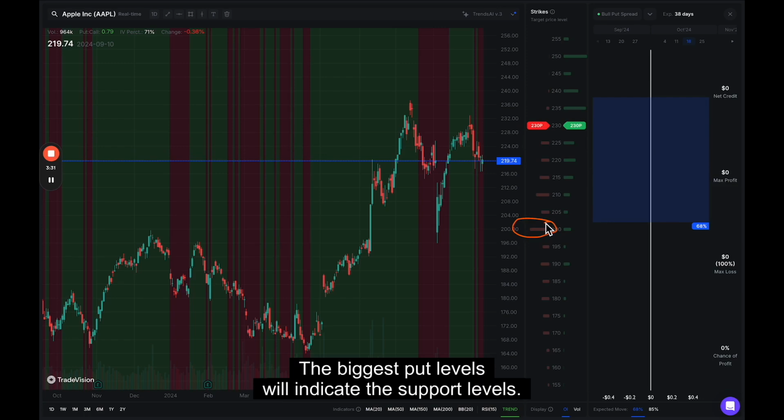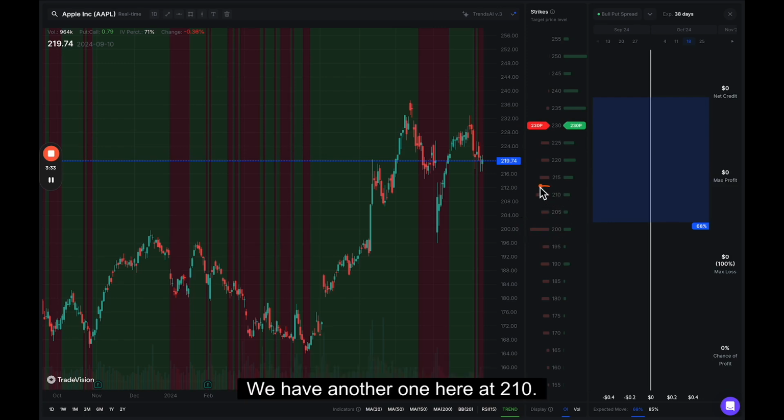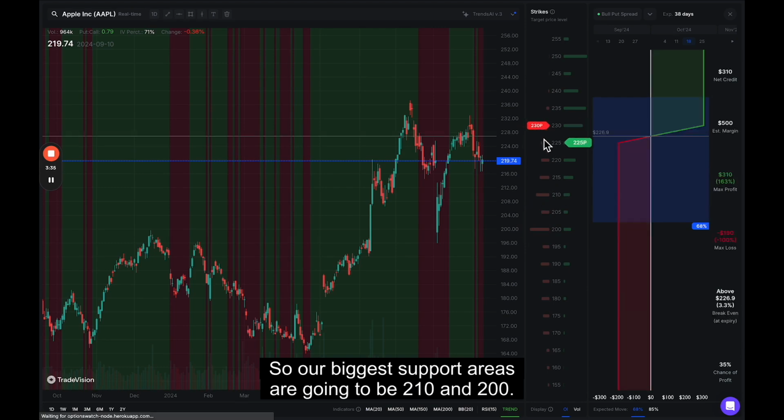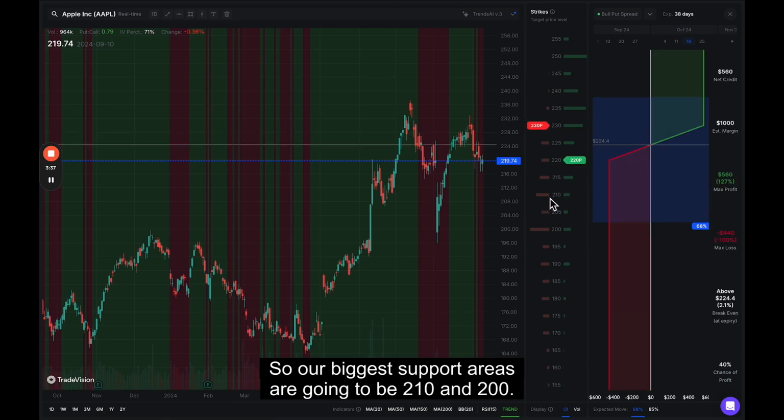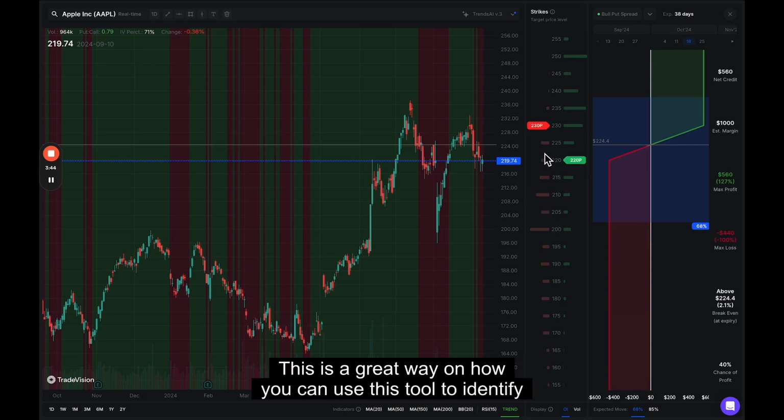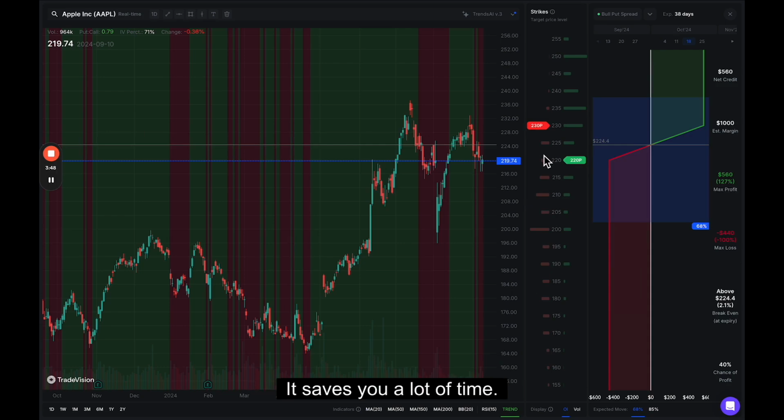The biggest put levels will indicate the support levels. We have another one here at 210. So our biggest support areas are going to be 210 and 200. This is a great way on how you can use this tool to identify support and resistance levels. It saves you a lot of time.